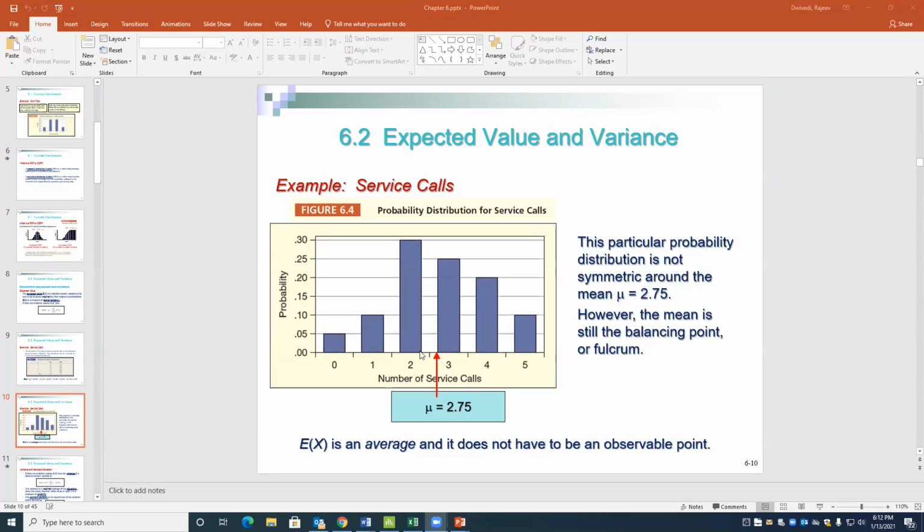So this is the first event, the 0 event is 5%, the first event is 10%. So its mean, or mu, the expected value, is 2.75. So this is expected value.